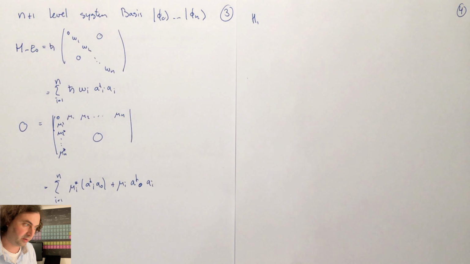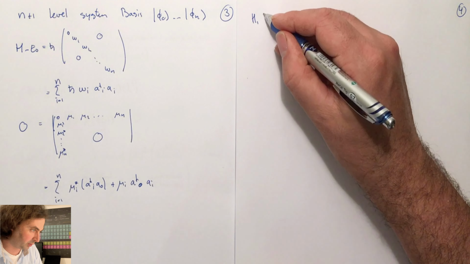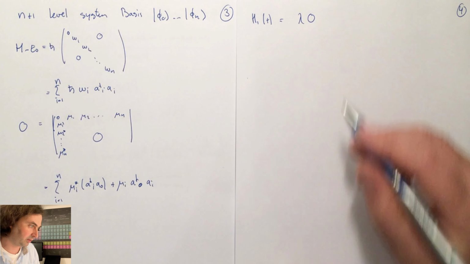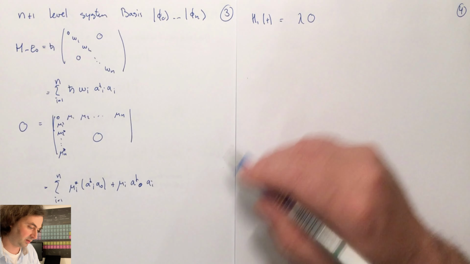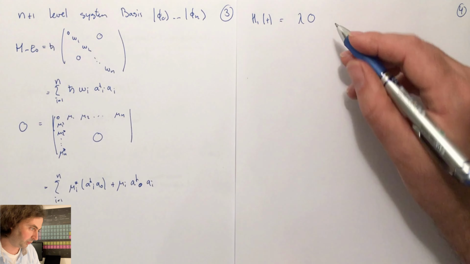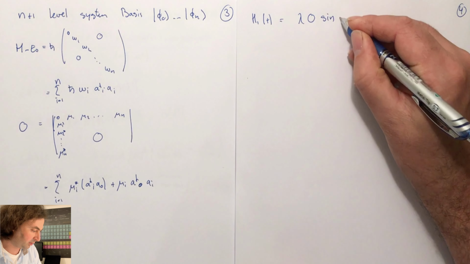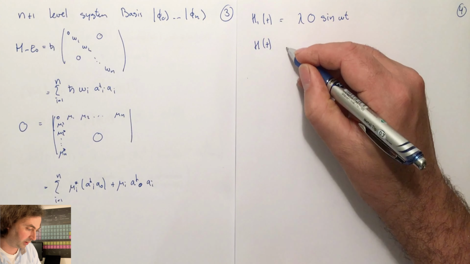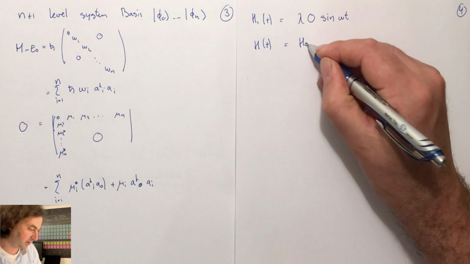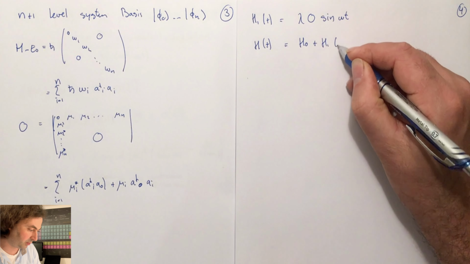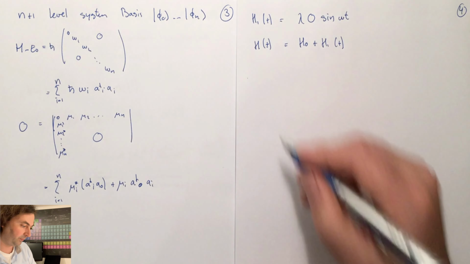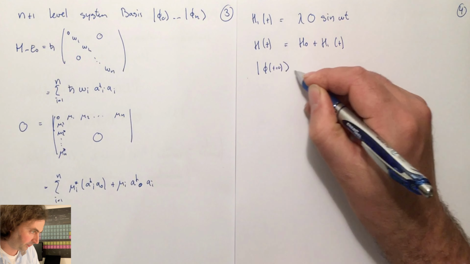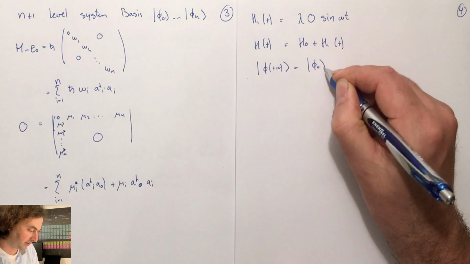Our full Hamiltonian is then given by H0 plus H1, which is time dependent, and given by a proportionality constant, the operator O, sine omega t, such that the full Hamiltonian is H0 plus H1 of t. And again we assume that at t is 0, we are in state 0.